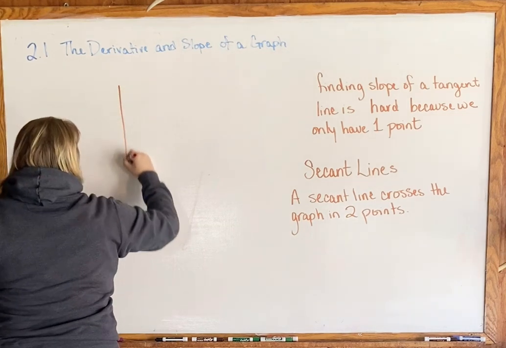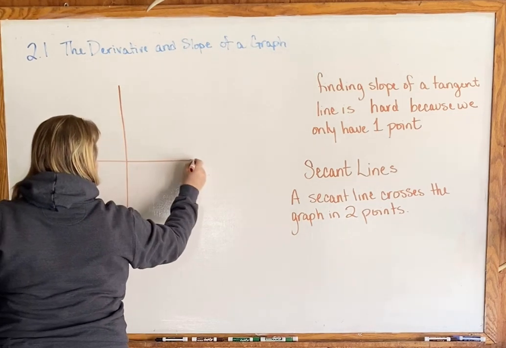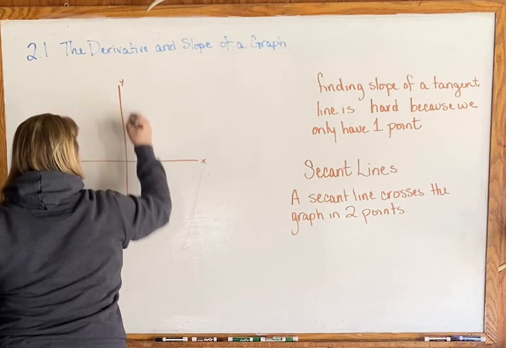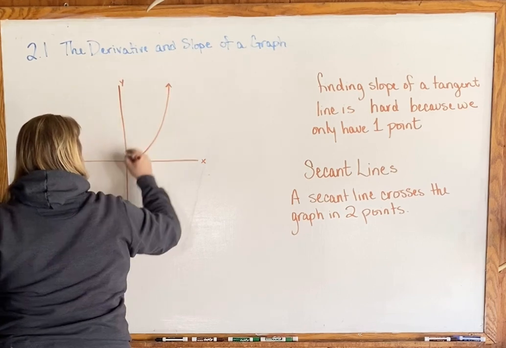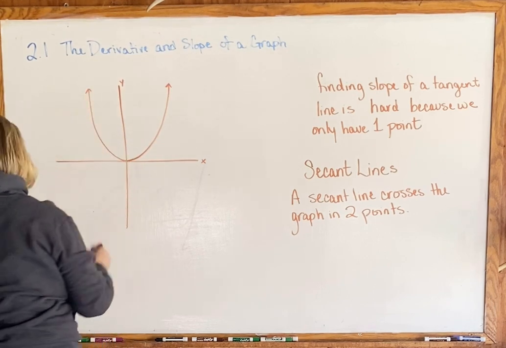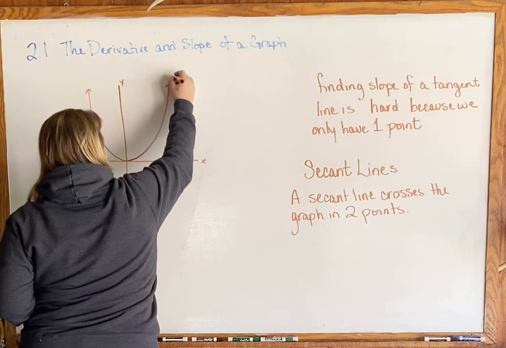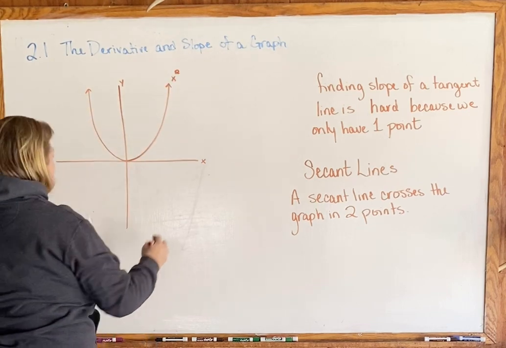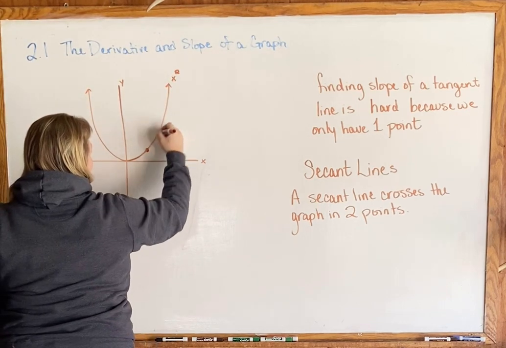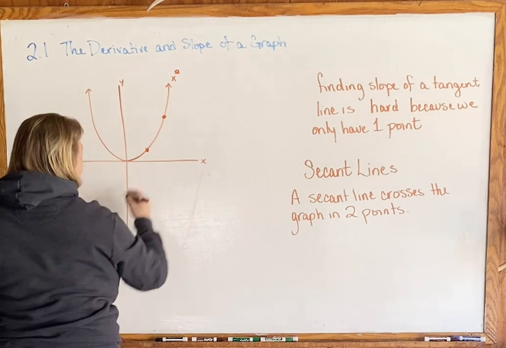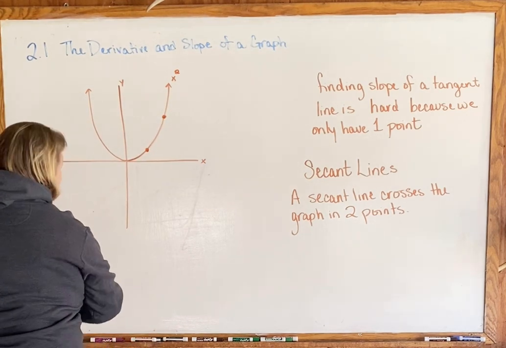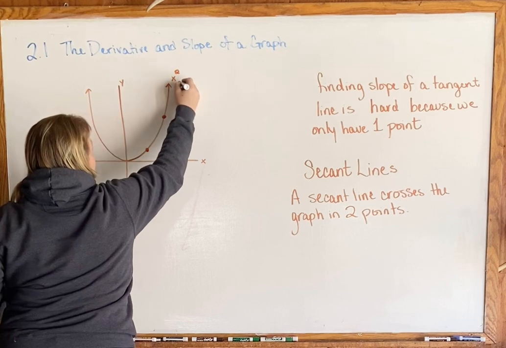So let me give you a different graph, a graph that we are familiar with. To make things easier, we'll just go with our basic parabola here. We all know that this is x squared. Now I'm going to give you 2 points, there and there, and I will connect between them.